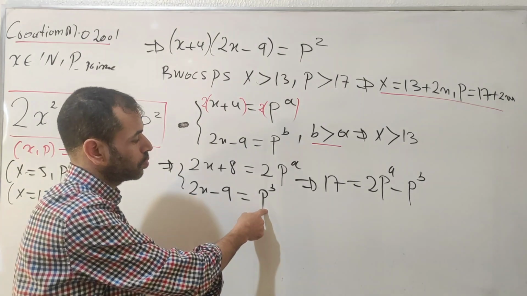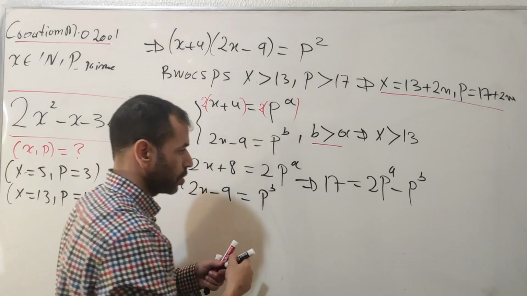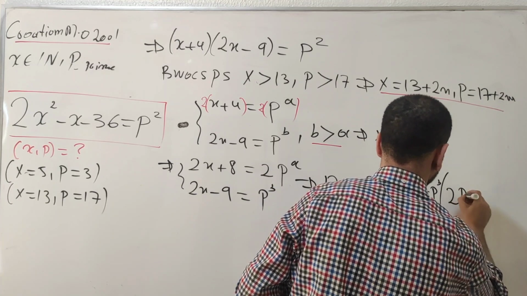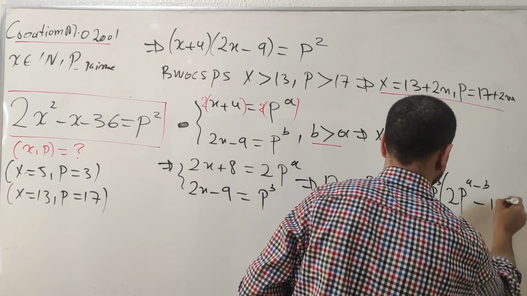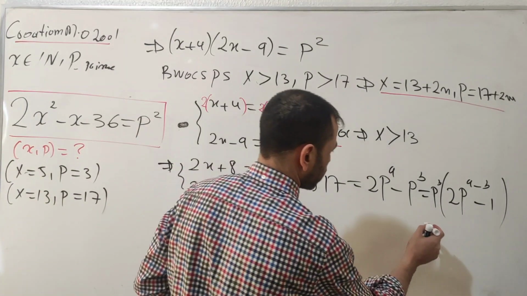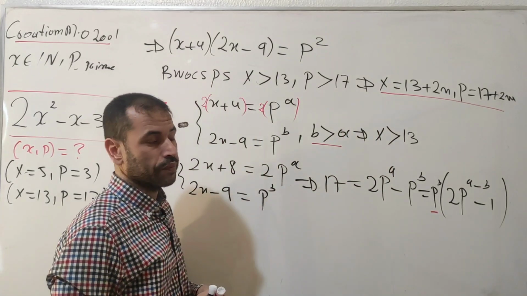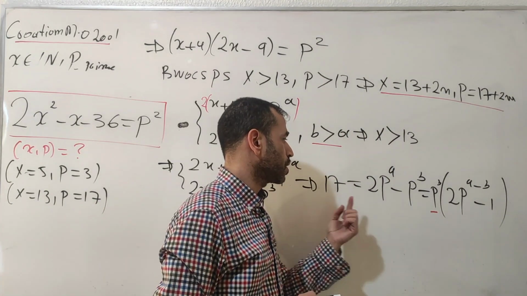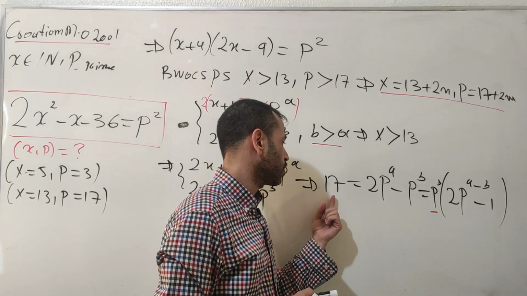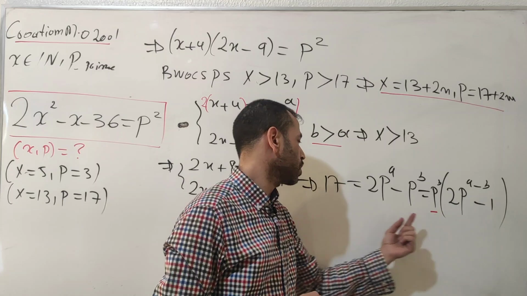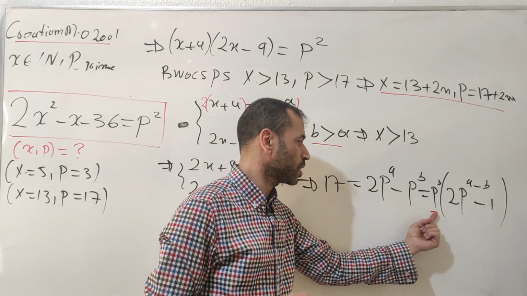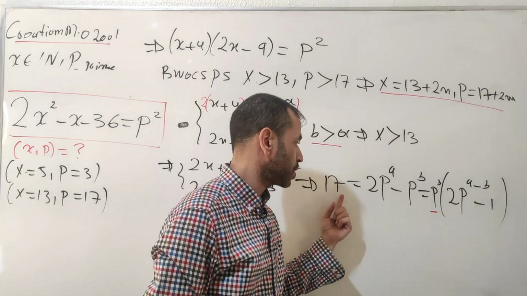Okay, if this one is bigger than this one, I'm going to take p to the b as a common factor here. So I get p to the b times (2 p to the a minus b, minus number 1), like this. Okay, since 17 is a prime, this one must be a prime as well. It is going to take number 17. It's impossible to take number 1 because we have only two choices: number 1 and 17. One term is going to take number 1, the other is going to take the prime itself, 17. This one cannot take number 1 because it's a prime, so it's going to take number 17.